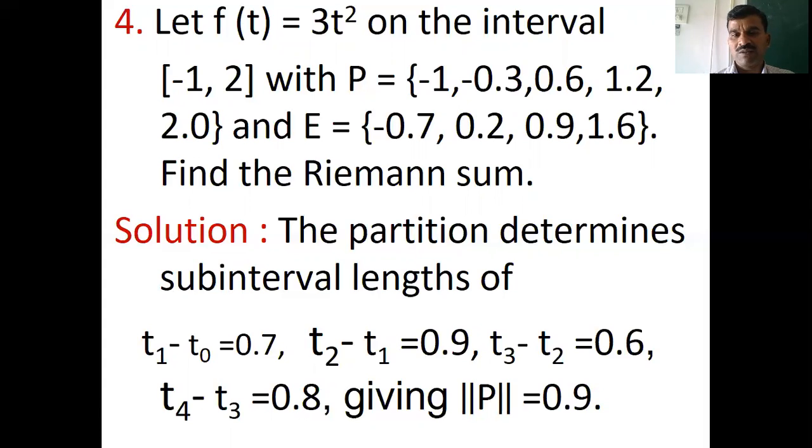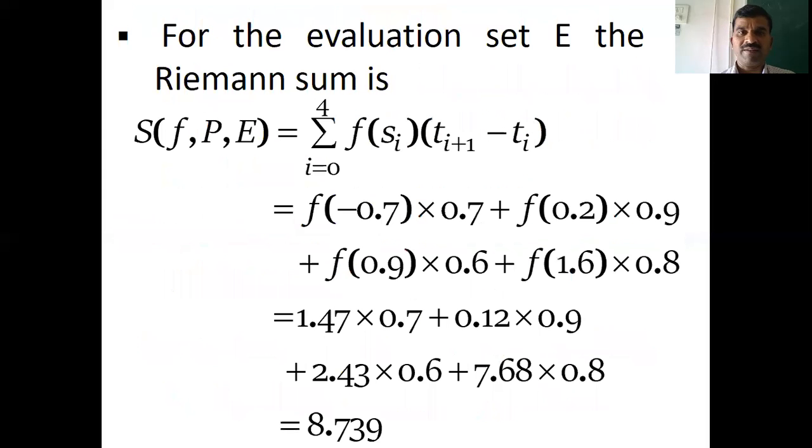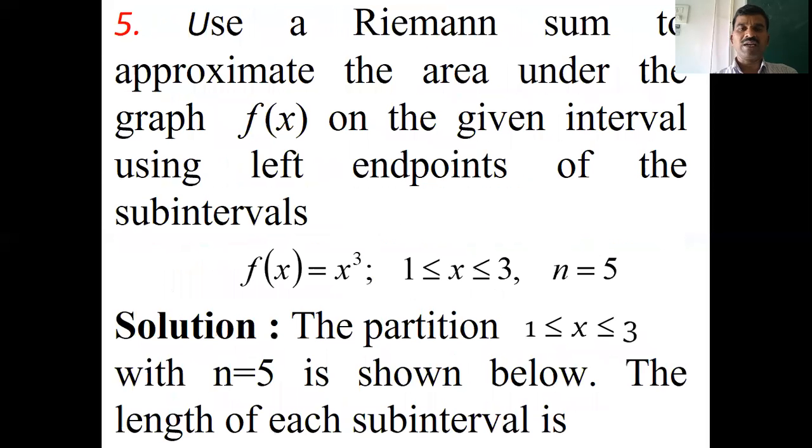The partition determines the subinterval lengths, and making use of this partition we can find that the maximum length, the norm of P, is 0.9. For the evaluation set E, the Riemann sum is S(f, P, E). This is what we have, the supremum and infimum, and delta is the subinterval length. So finally we got the answer. And then we move to the next problem.